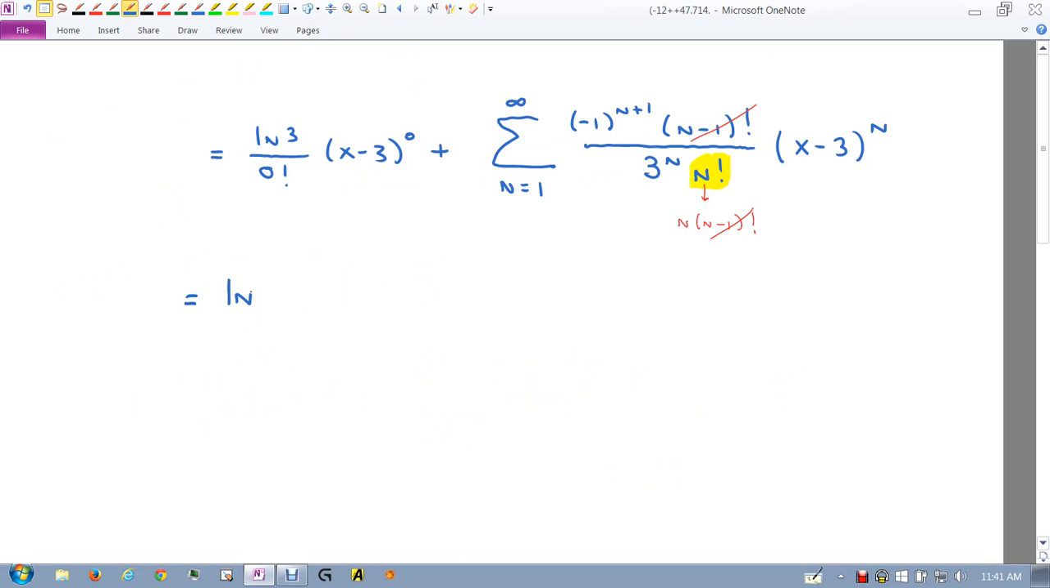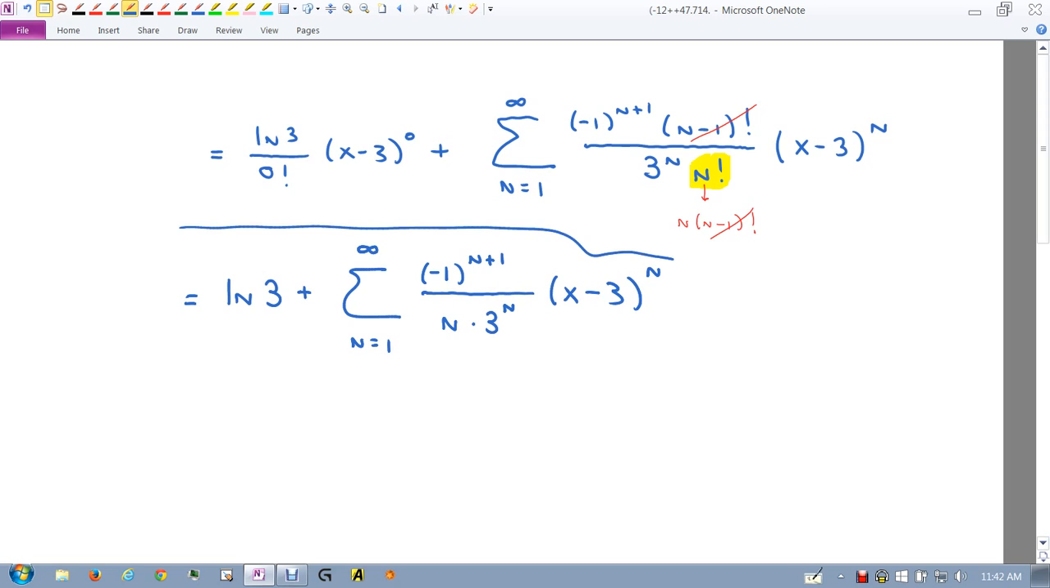The first term is natural log 3 plus the sum n equals 1 to infinity of negative 1 to the n plus 1 over what? 3 to the n times n. You could do that several ways. I'm going to write it this way. And then x minus 3 to the n. That's your Taylor series.